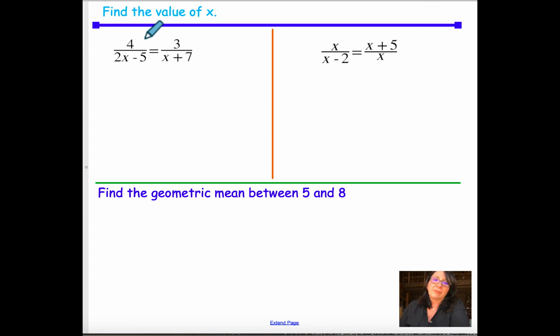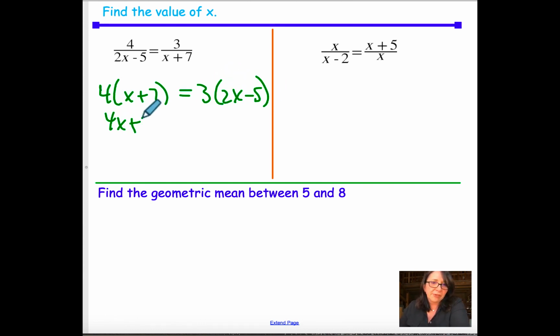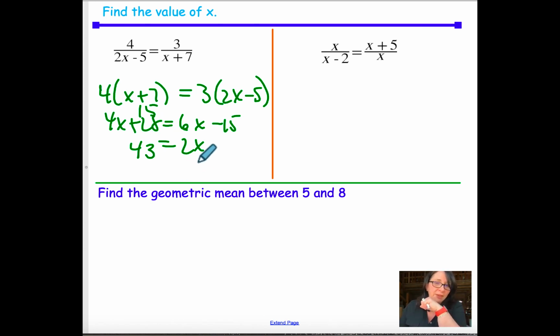Last group of problems. You do need to be able to multiply. So 4 times x plus 7 is equal to 3 times 2x minus 5. 4x plus 28 equals 6x minus 15. Subtract your x's, you get 2x. Add 15 to 28, and I get 43. Is that right? 5, 2, 3, 4. And divide by 2, I get 43/2.